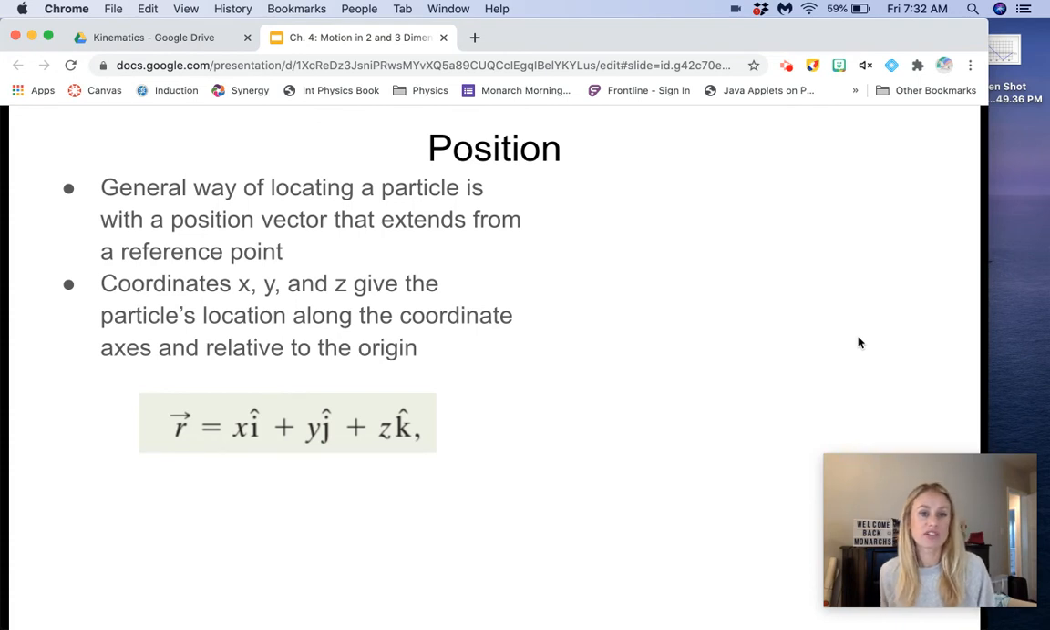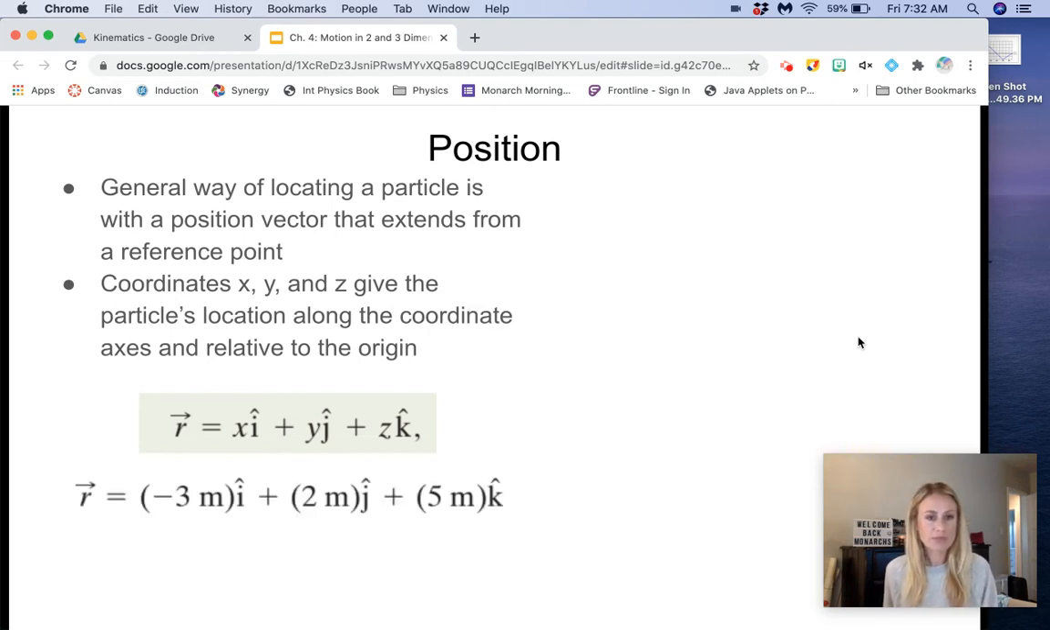So our position vector r looks like this. It's just x i hat plus y j hat plus z k hat, where this is in unit vector notation. So if, for example, I had a position vector that was negative 3 meters i hat plus 2 meters j hat plus 5 meters k hat, that just tells me that the x coordinate is negative 3, the y coordinate is 2, and the z coordinate is 5.